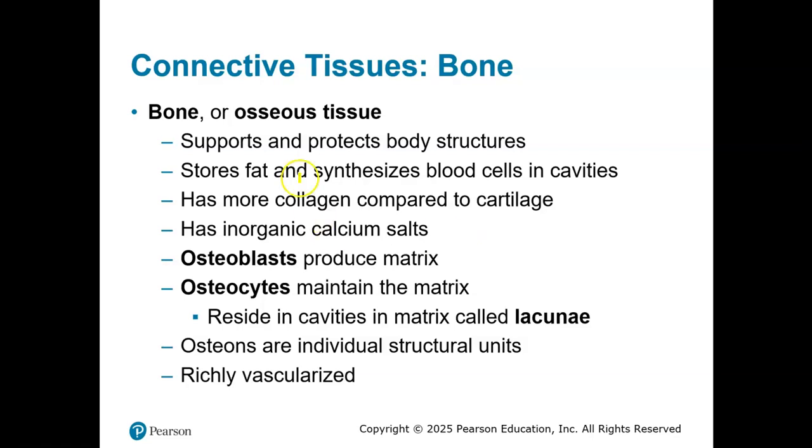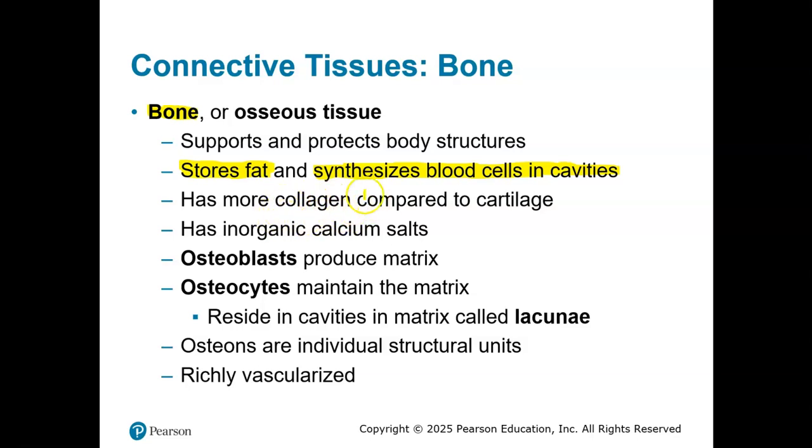And then we have bone, or osseous tissue. So cartilage and bone are kind of in the same group of connective tissue. It's the connective tissue that basically has a solid matrix. So bone stores fat in your yellow bone marrow, and it synthesizes all of your blood cells in red bone marrow. All of your blood cells, red blood cells, all the different white blood cells, and even platelets are synthesized in your bone marrow. Bone has more collagen compared to cartilage.